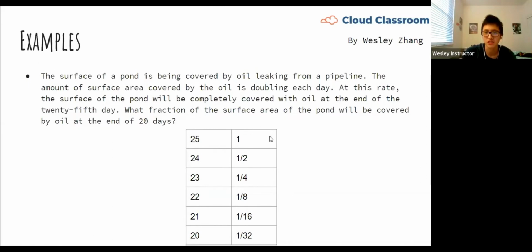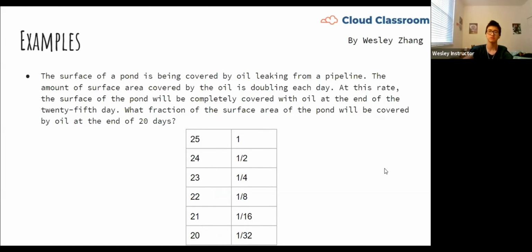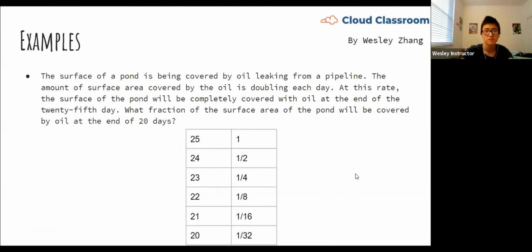And it says it doubles each day. So instead of doubling it, we want to divide it by 2. So on the 24th day, it is 1/2. The 23rd is half of this, 1/4. And so on. Half of this is 1/8, 1/16, and 1/32. So by the end of the first 20 days, 1/32 of the pond is covered with oil.